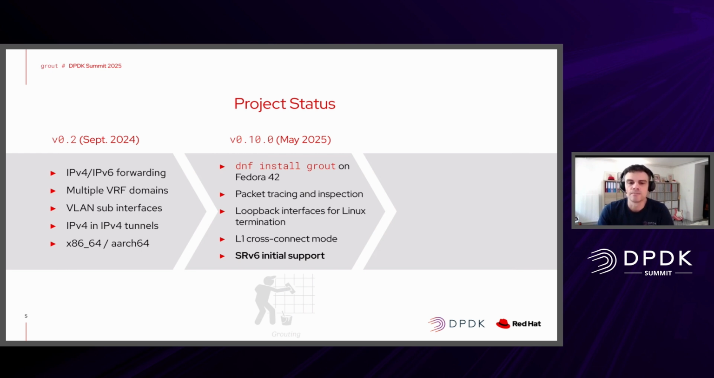We also added the L1 cross-connect mode, which is similar to testpmd in IO mode. We added that because at Red Hat, we have internal tests where people were using testpmd, and we try to make them move to Grout. Since the L1 cross-connect is exactly the same as testpmd IO mode, it was simpler to start with that and then move to IP forwarding. And also we got the segment routing based on IPv6 added by an external contributor this year, which is quite exciting.